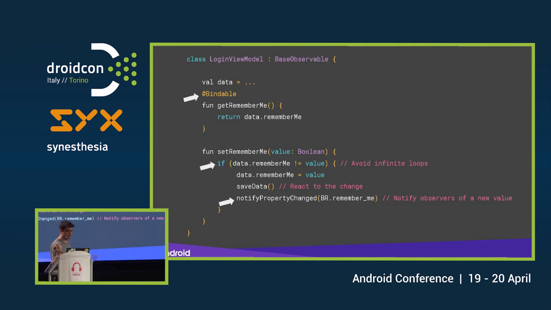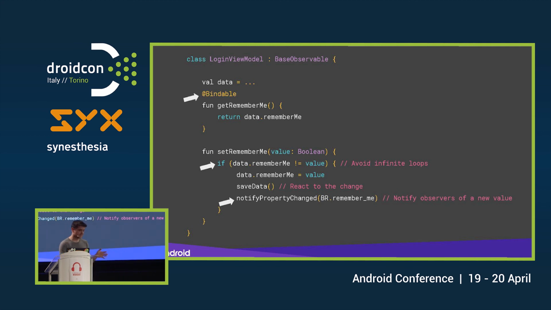In our base observable, we need a getter and we need a setter. The setter is obviously going to be called whenever the user changes the value of the check button, and the getter is going to be read and assigned to the checkbox every time the data changes.